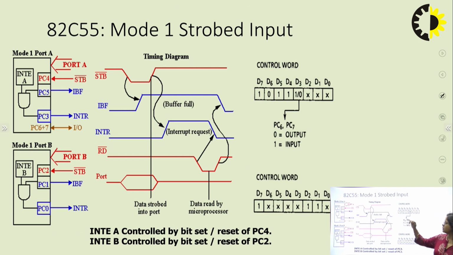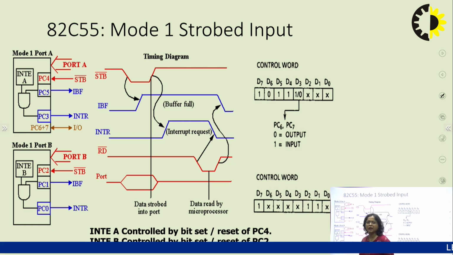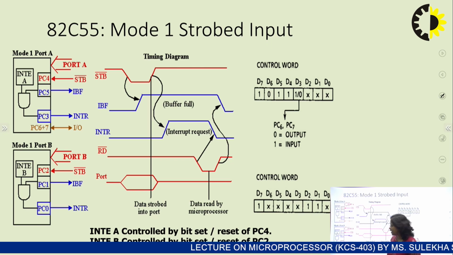So this is the port diagram. In case of mode 1 port A, PC4 is used as a strobe signal, active low, PC5 as input buffer full, PC3 as interrupt INTR, PC6 and 7 as simple I/O pins, and INTEA is internal. Similarly, for port B, PC2 and 1 are input buffer full and strobe, and PC0 is INTR.